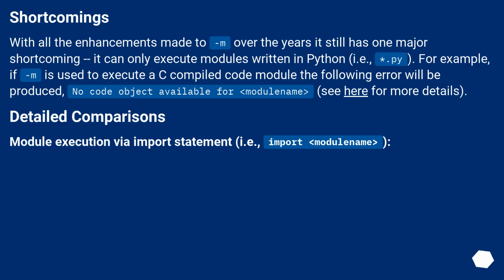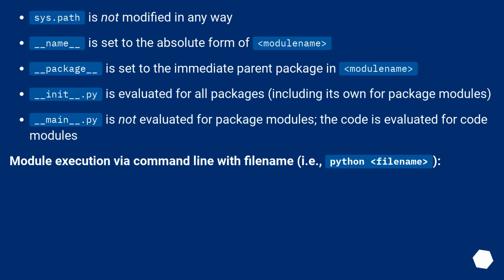Detailed comparisons. Module execution via import statement, i.e., import module_name. sys.path is not modified in any way. __name__ is set to the absolute form of module name. __package__ is set to the immediate parent package in module name. __init__.py is evaluated for all packages, including its own for package modules. __main__.py is not evaluated for package modules. The code is evaluated for code modules.